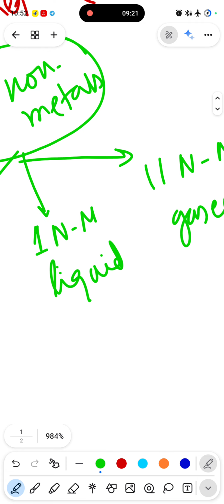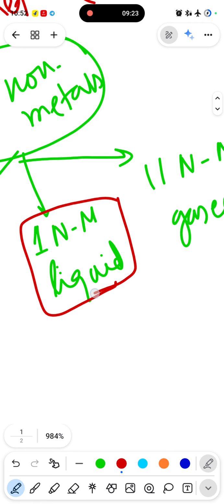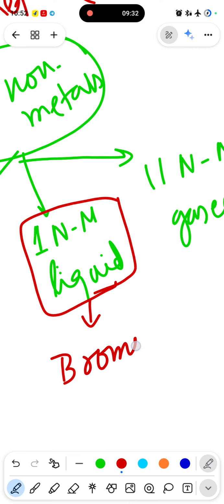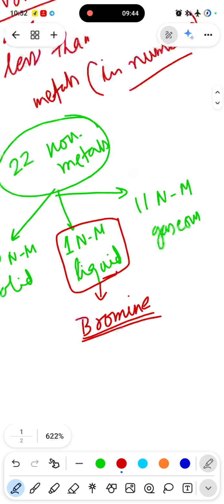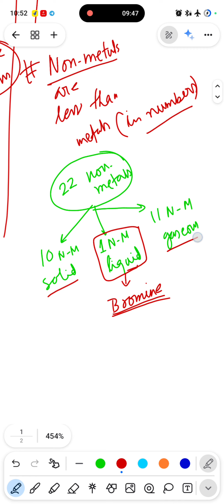Now, which one is this liquid non-metal? Can you remember it? Guess. You have studied it. That's bromine. It is the only liquid non-metal, and there is no other liquid non-metal at all. The remaining are just solid or gaseous. That's it.